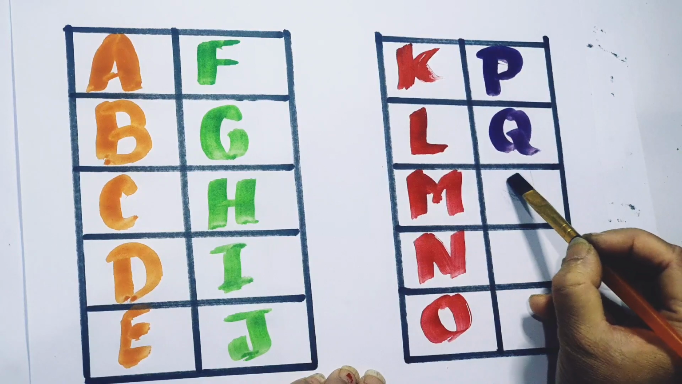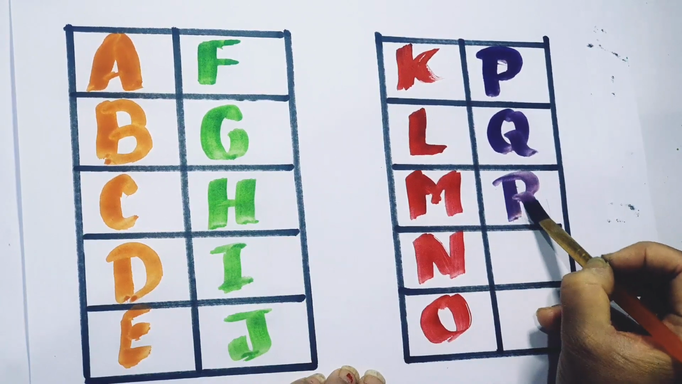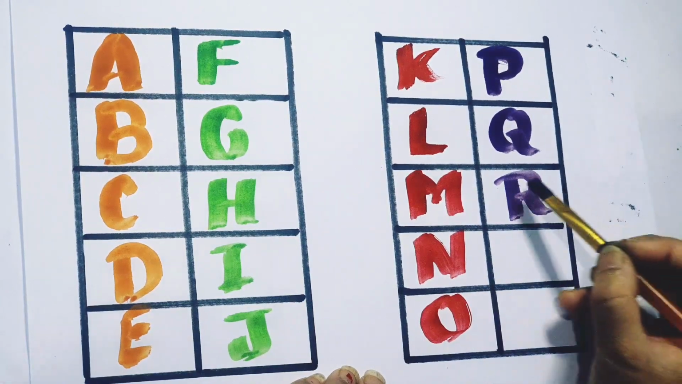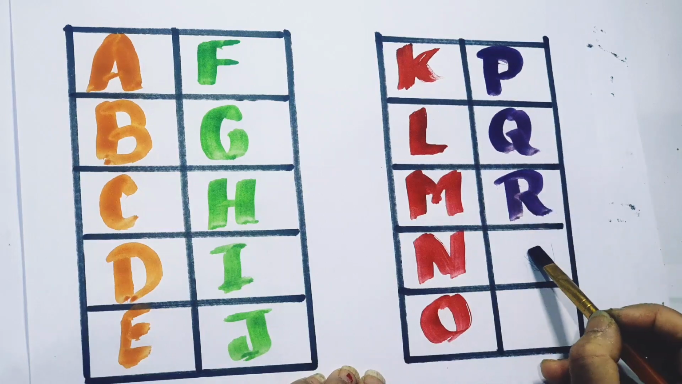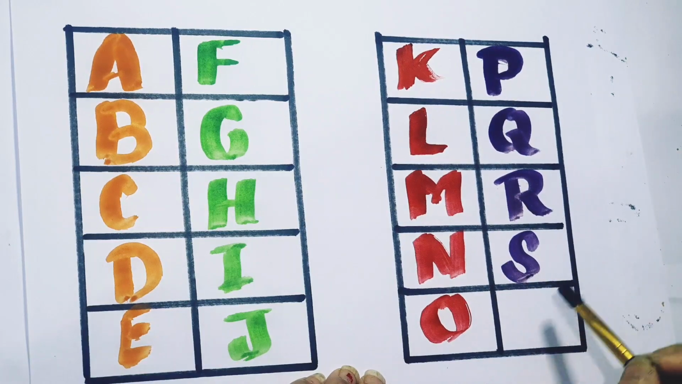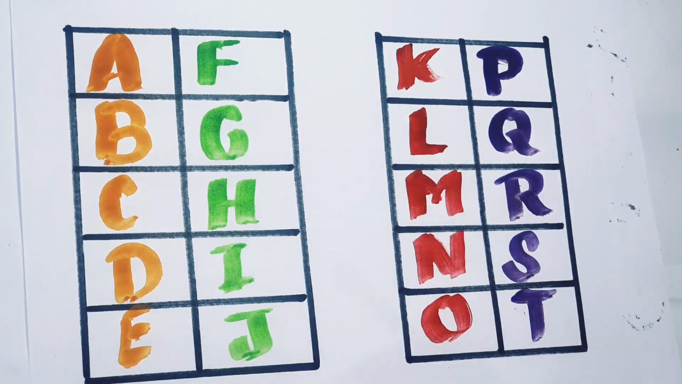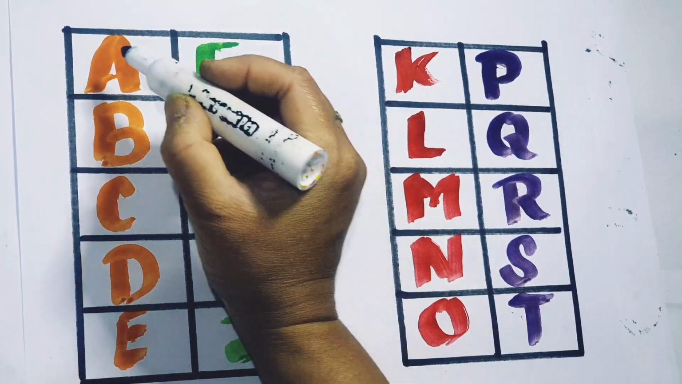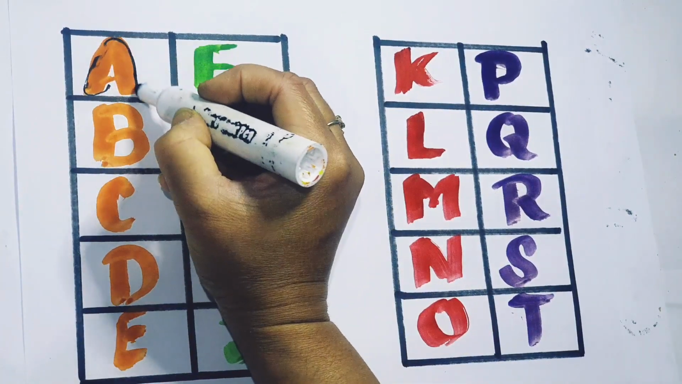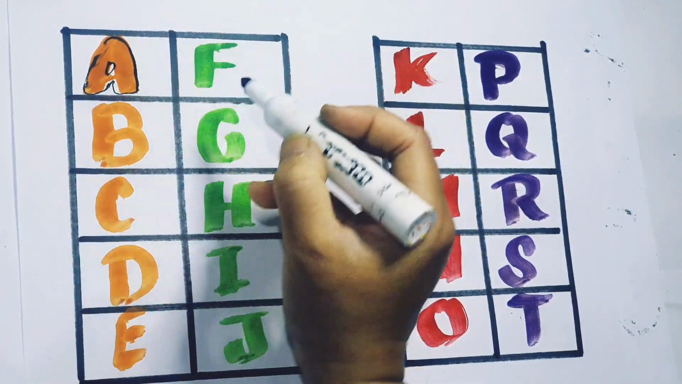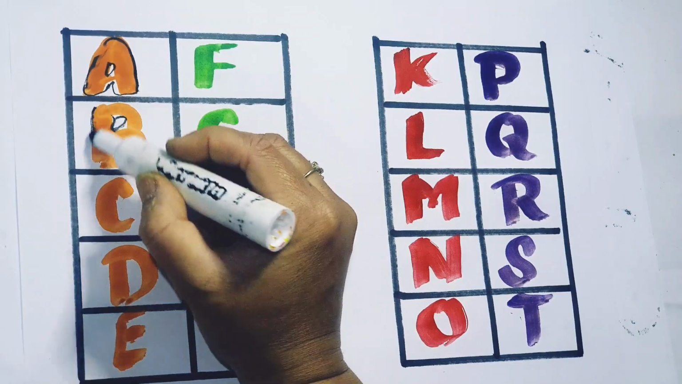Q for queen. R for ring. S for sister. T for tomato. Apple. A for apple.